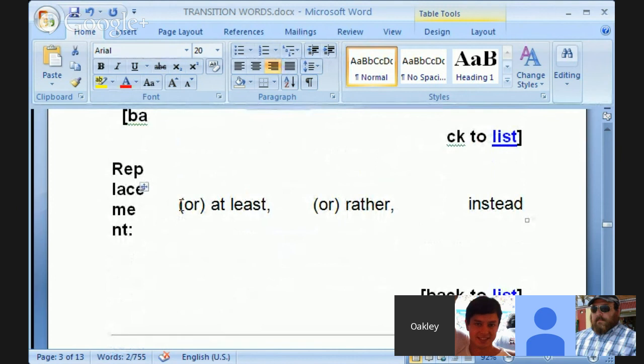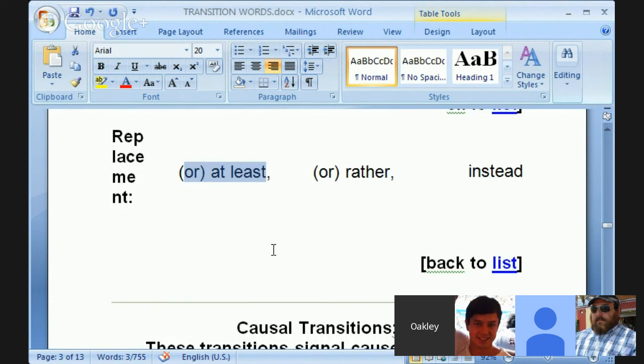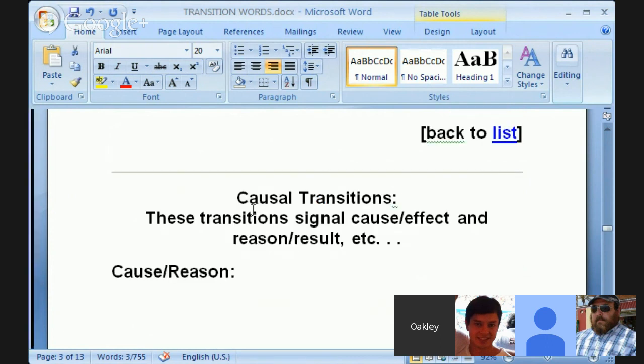Replacement: or at least, or rather, instead. These are fairly obvious. Why would you use instead? We wanted to go to the beach, but it rained. So instead, let's go shopping. Or at least if it rains, we can go shopping. Something like that, providing an alternative plan, an alternative idea, replacing an idea.